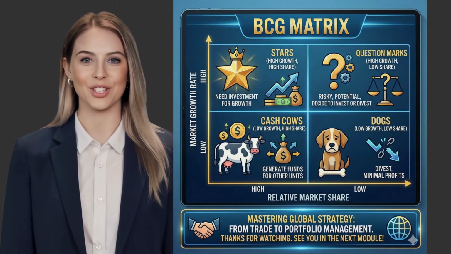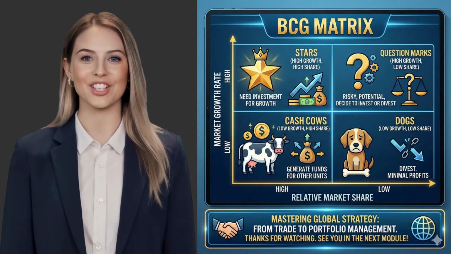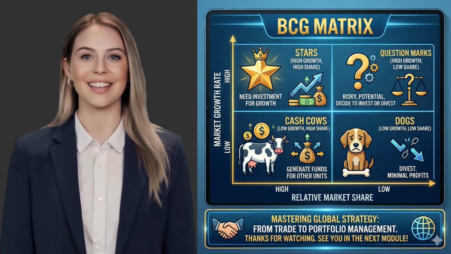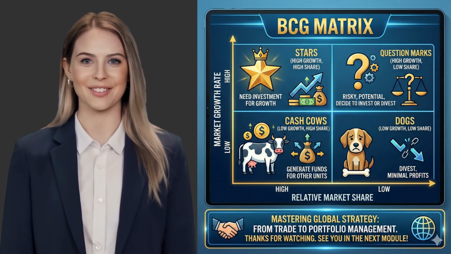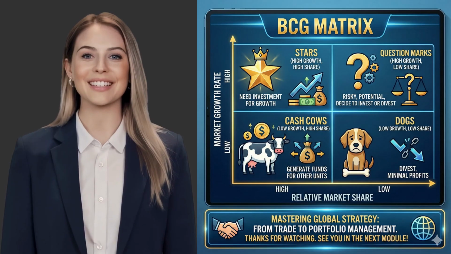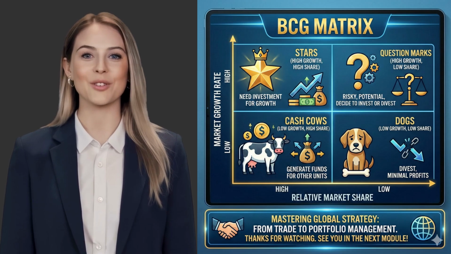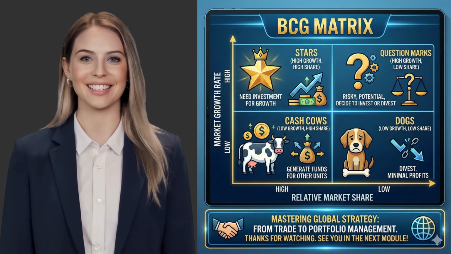To wrap up Module 2, we use tools like the BCG Matrix to manage our product portfolio. We categorize products into stars: high growth, high share, which need investment; cash cows, low growth, high share, which generate funds for other units; question marks, which are risky but have potential; and dogs, which typically should be divested. Mastering these concepts, from trade barriers to portfolio management, gives you the strategic insight needed to succeed globally.